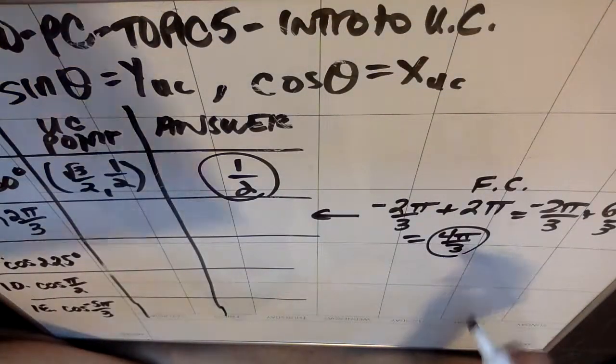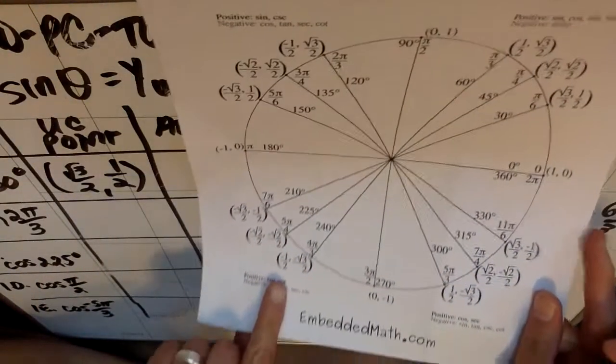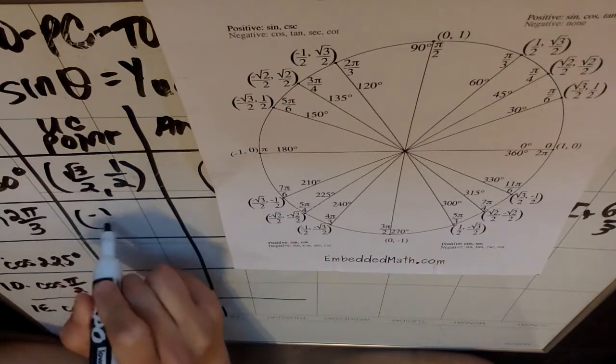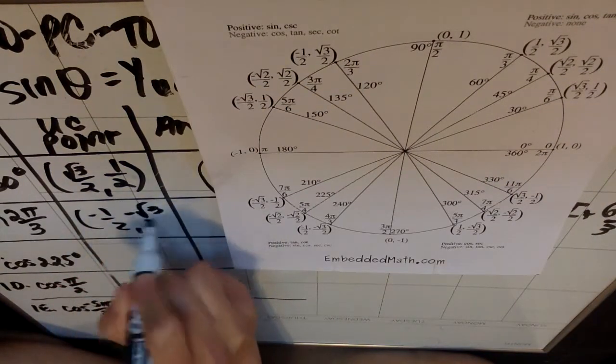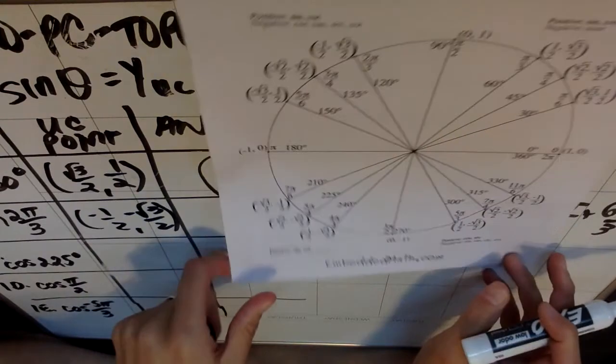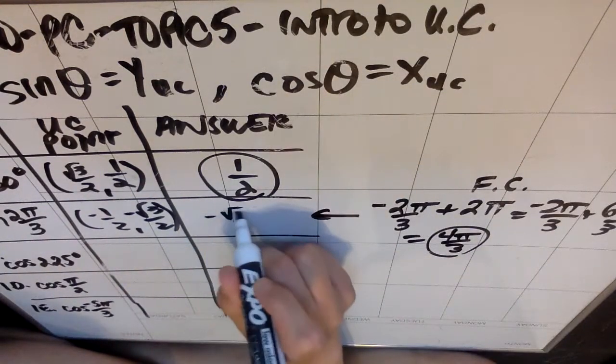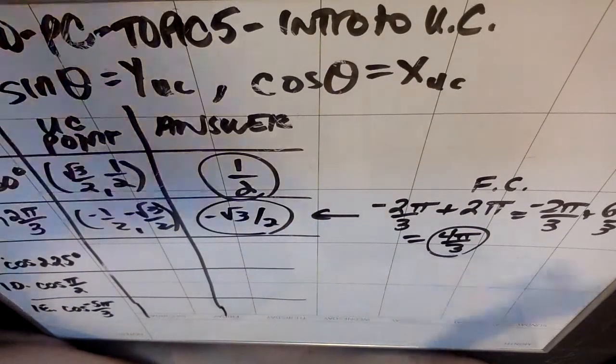Once you realize that you're looking at 4 pi over 3, you'd look at this point and say, okay, that's negative 1/2, comma, negative root 3 over 2. And I know sine is the y on the unit circle, so my answer will be negative root 3 over 2.